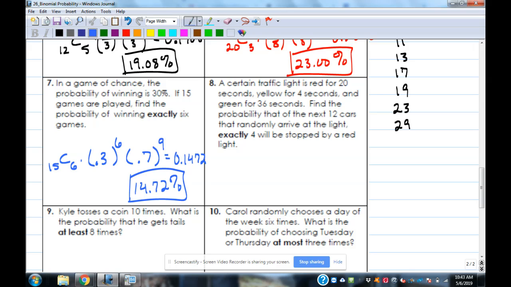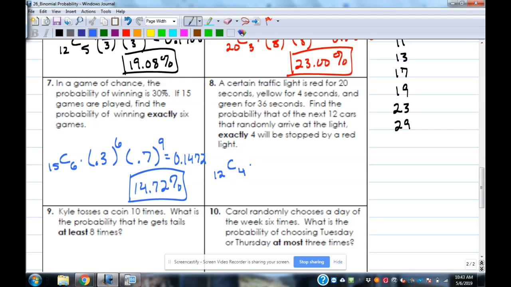All right, number 8, a traffic light is red for 20 seconds, yellow for 4 seconds, and green for 36. Find the probability that within the next 12 cars that randomly arrive at the light, exactly 4 will be stopped by the red light. All right, so 12 cars. So that's what? Yeah, 12 choose 4. 12 combination 4.